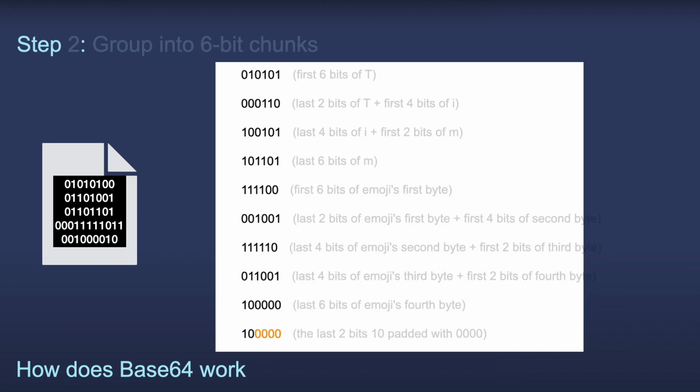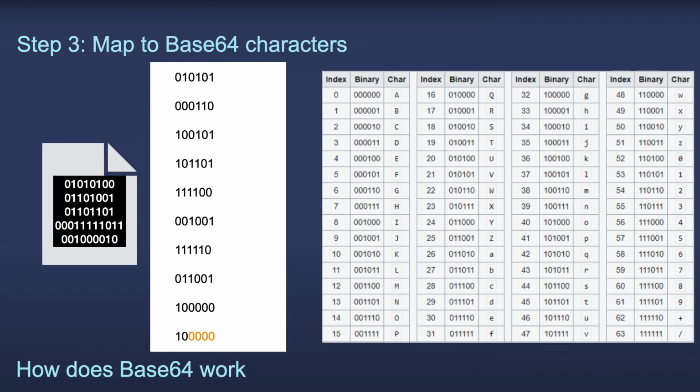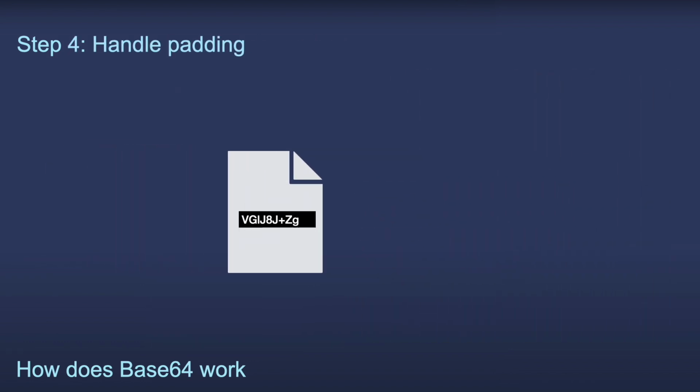Now, map the 6-bit values to Base64 characters by looking up the Base64 table. So, here are the Base64 characters so far. We need to ensure padding aligns with Base64 rules, where the output must be a multiple of 4 characters. Thus, we add 2 padding characters at the end. And here is the result.